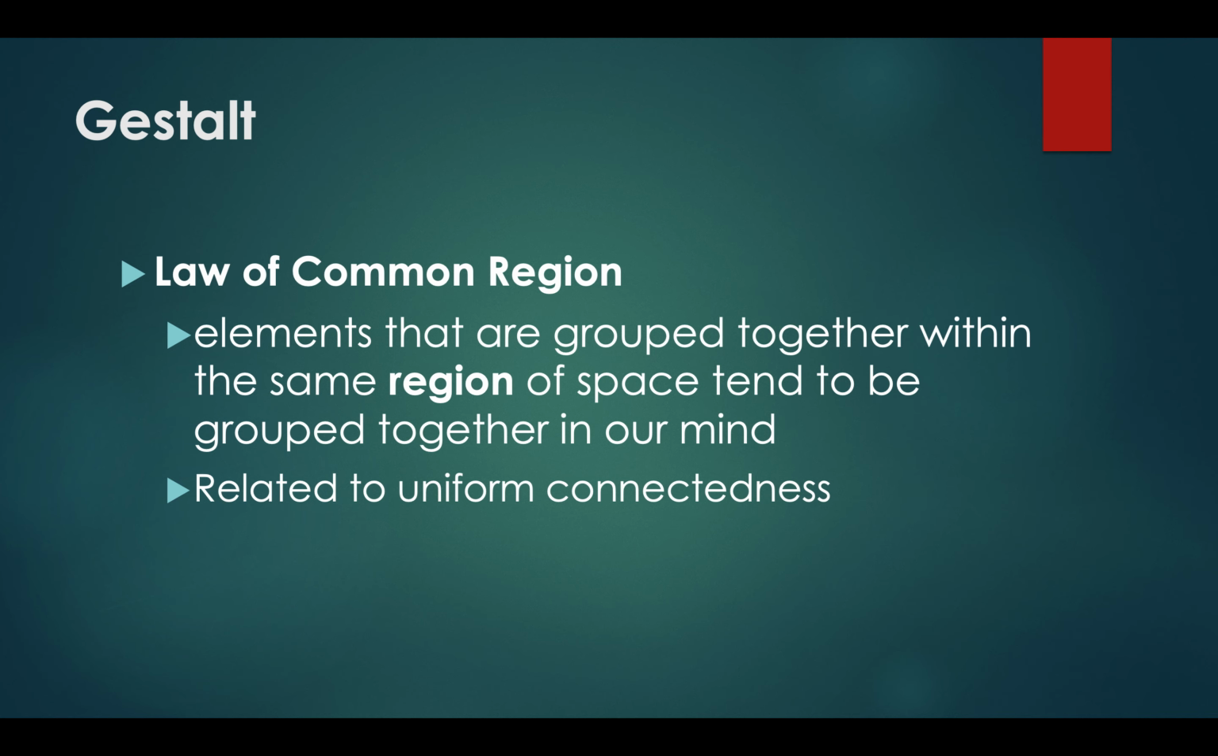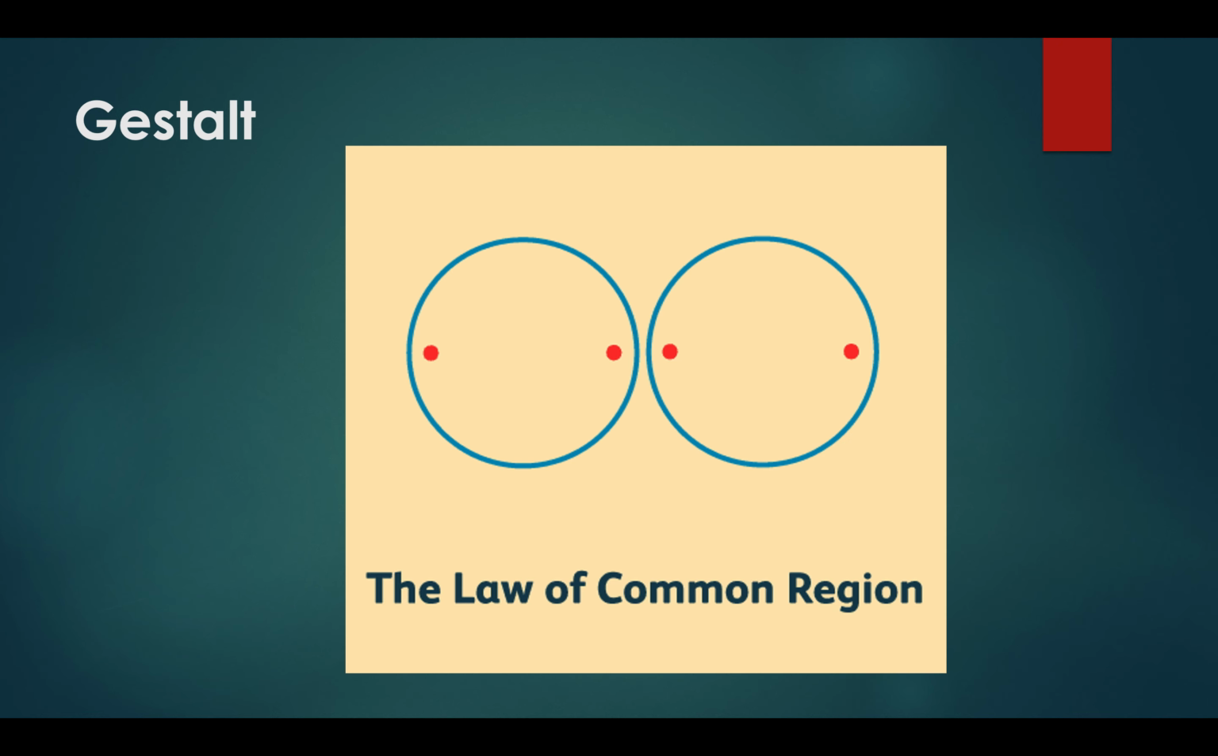The law of common region is what we were talking about in terms of when you're looking at, say, your phone and you have the bottom 4 apps that are grouped together. The idea that things that are grouped together tend to be similar. Again, this might be the way that if you need to remember a phone number, you remember them in kind of groups.